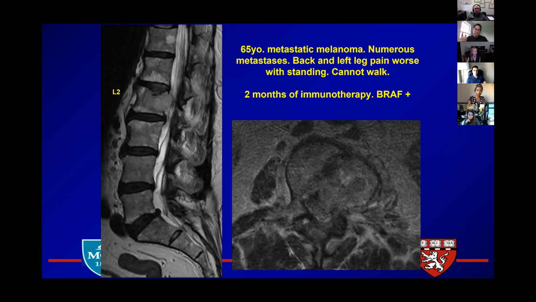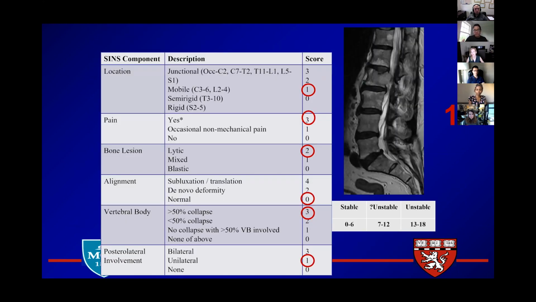Similar case, melanoma, metastatic, a lot of metastases, 2 months on immunotherapy, BRAF positive. Again, for the non-oncologist, that's just like science fiction. You don't know what to think of that, but believe me, it's an important molecular marker. This patient comes in clearly debilitated, right? They've got a neurologic problem, radiculopathy, unstable spine, anterior involvement, posterior involvement. We can calculate it. Okay, so it's intermediate, between 7 to 12, okay?